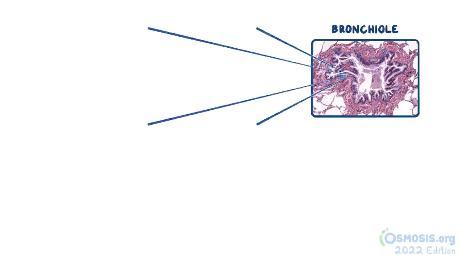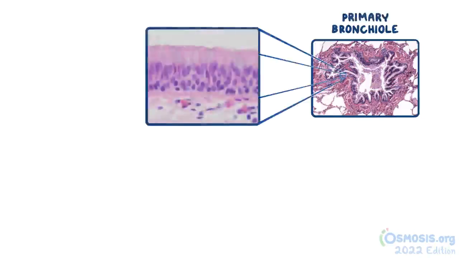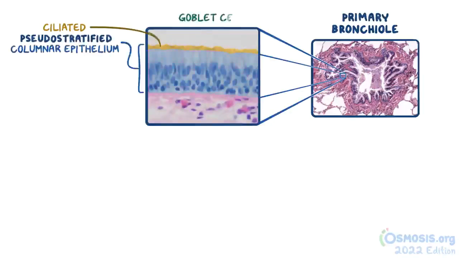If we zoom into 40x, we can see that the primary bronchioles have ciliated, pseudostratified columnar epithelium with goblet cells. When using a hematoxylin and eosin stain, the goblet cells will appear lighter than the surrounding epithelial cells, and as their name suggests, these cells are often shaped similarly to the top portion of a goblet.